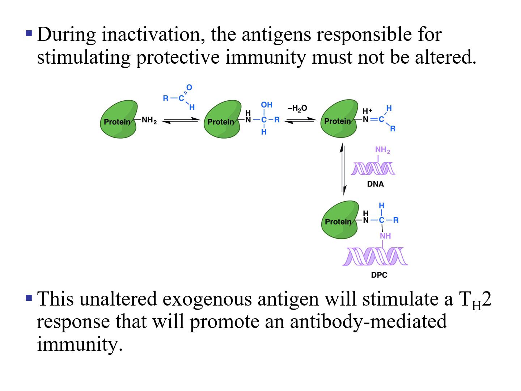During inactivation, the antigen responsible for stimulating protective immunity must not be altered. So whatever you want to alter from being able to replicate, you still want fragments of it to exist and not be altered so that it can stimulate an immune response. And the immune response is when the T helper cell is going to help activate B cells to produce antibodies.